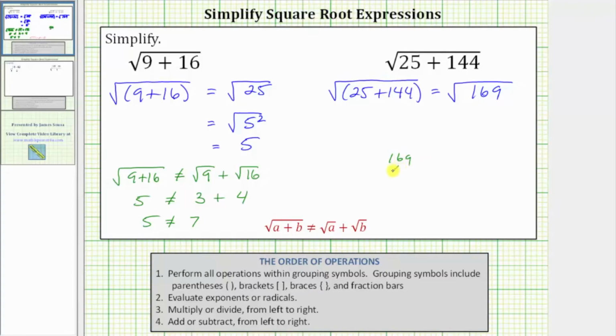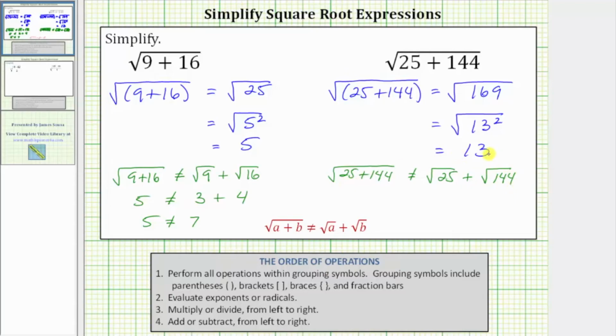169 is equal to 13 times 13, which means this is equal to the square root of 13 squared. And again, the square root undoes the squaring. This simplifies to 1 factor of 13. And again, the square root of the quantity 25 plus 144 does not equal the square root of 25 plus the square root of 144.